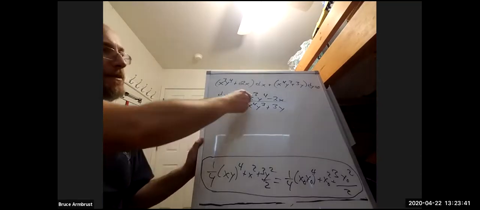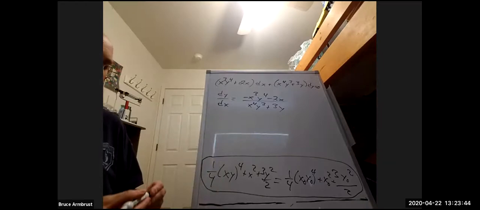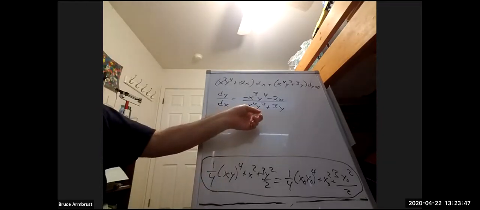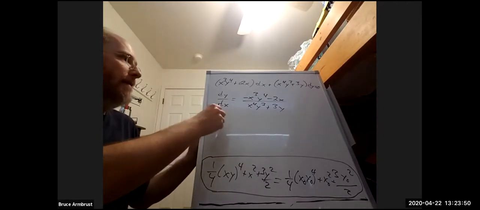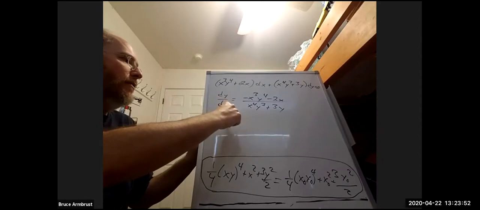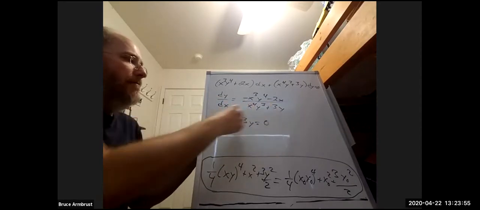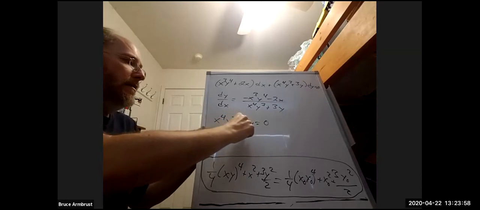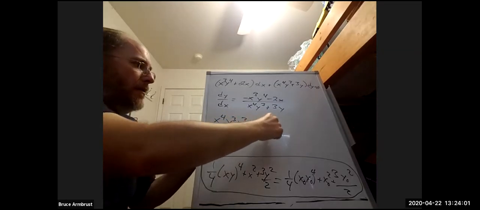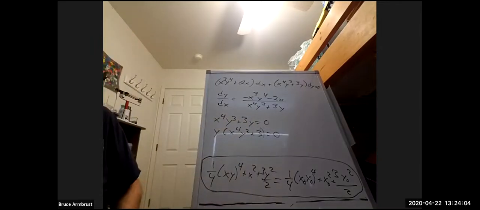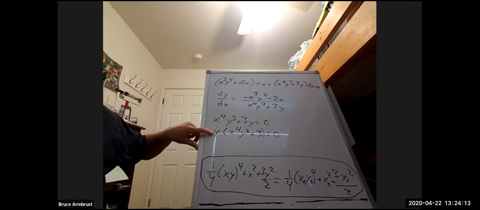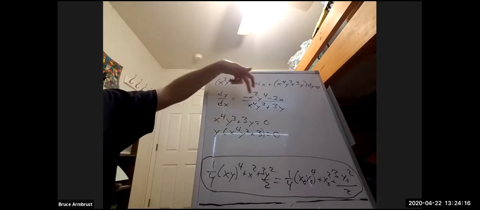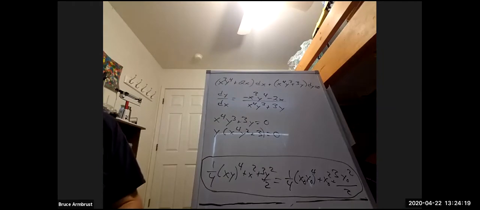All right, so since this is polynomial over polynomial, since it's a rational expression, we only really have to worry about where the denominator is zero. So let's look at that. Let's look at x to the fourth y cubed plus 3y equals zero. I can factor out a y. So we definitely see that there's a problem when y is equal to zero, because when y is equal to zero, then we get minus 2x over zero, which is undefined. Our derivative is not existent there.